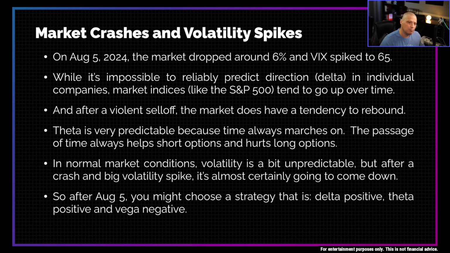Now, the Greek that is most predictable is theta, the passage of time, because time always marches on. We never have to wonder what time is going to do, right? Tomorrow always comes, right? So theta is a really easy Greek to figure out. The passage of time always helps short options, and it always hurts long options.